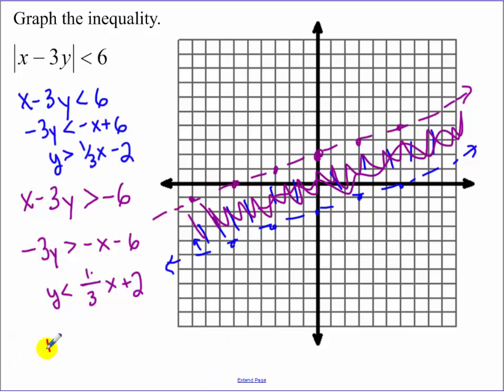As usual, let's test a point. If we test 0, 0, in our original inequality, does that become true? So I have 0 minus 0 less than 6, so is 0 less than 6? Yes, that works. I did just one test point, which tells me that I graphed it right and shaded correctly.